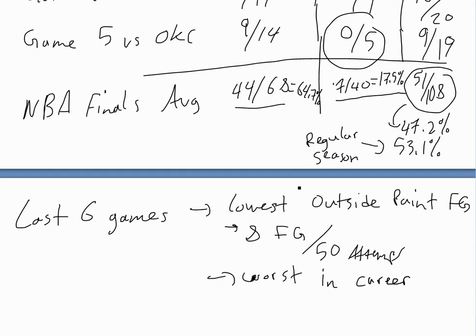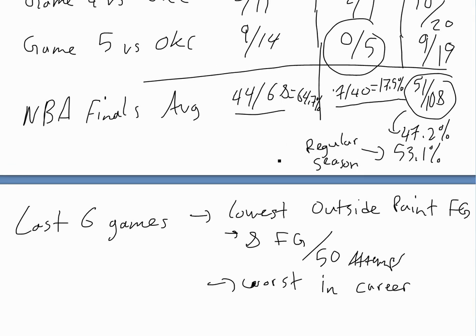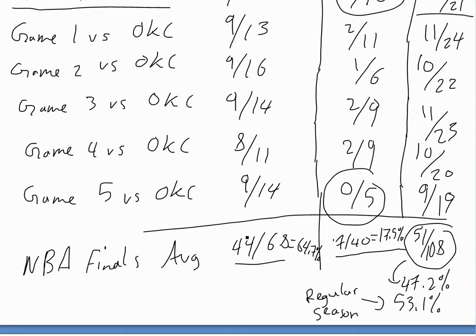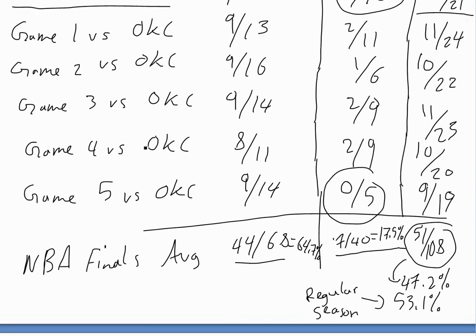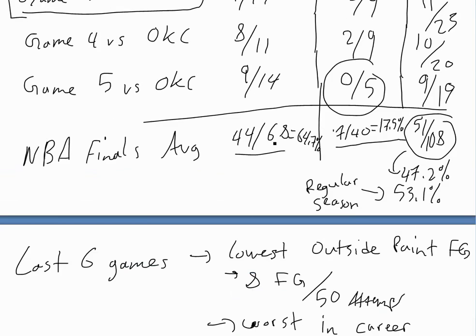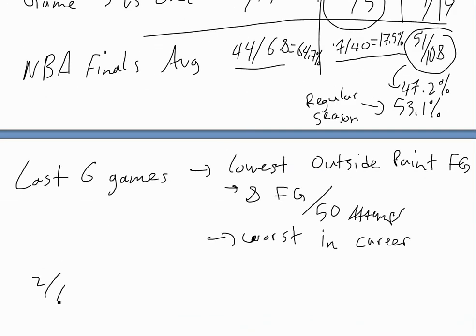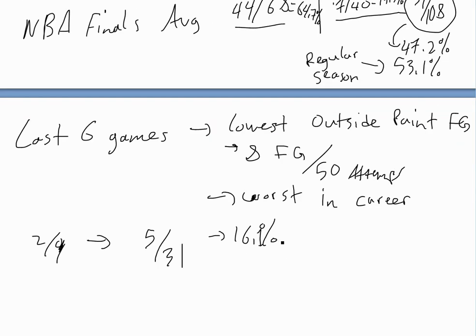So I found this incredibly bizarre, how someone could shoot that low and still put up huge numbers inside the paint. And this is just fascinating. Also, if you look at Game 3 against Oklahoma City, he was 2 of 9 from the field, from outside the paint, and in total his team was actually 5 of 31. And this was 16.1%, and this is actually the lowest in 15 years in the finals. So this is Game 3.